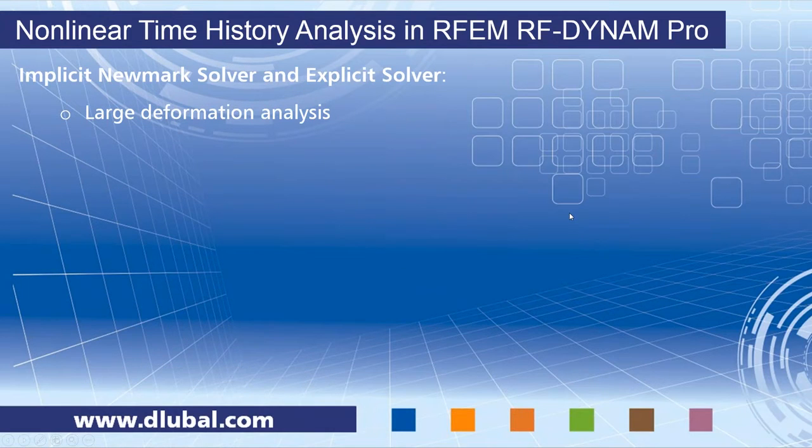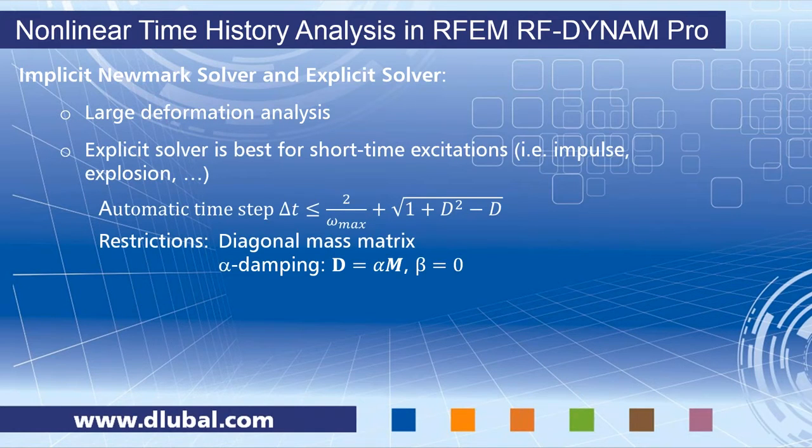I just want to quickly discuss the differences to RFEM. In RFEM, we offer two solvers for the nonlinear time history analysis. We have the implicit Newmark solver and the explicit solver. RFEM offers the large deformation analysis, and the explicit solver is best for short time excitations, for example, impulse or explosions.